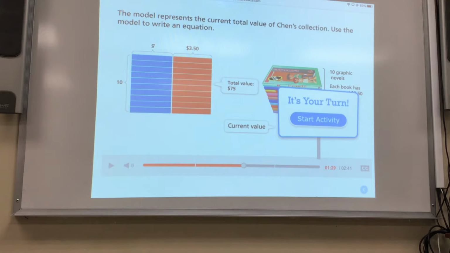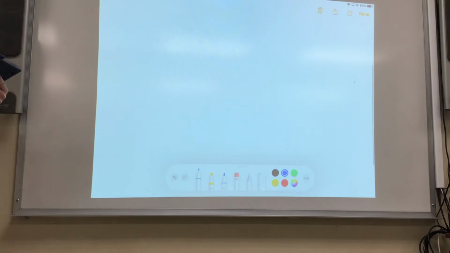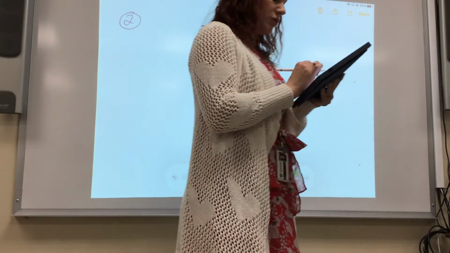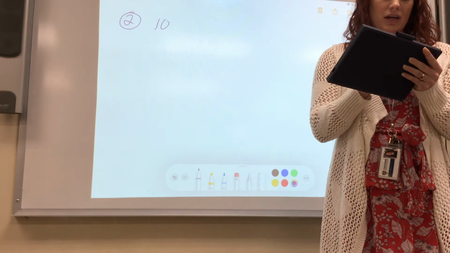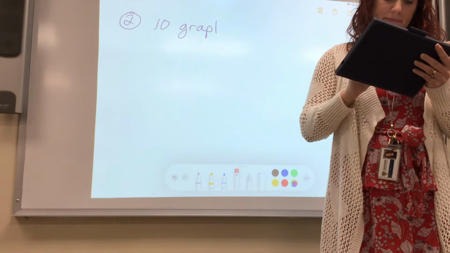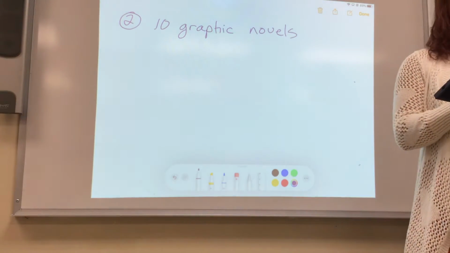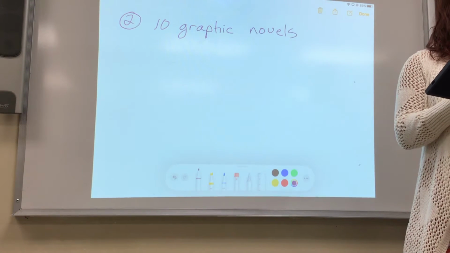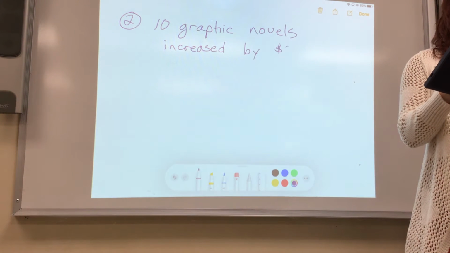I feel like this is a little tricky, isn't it? Okay, let's take some notes. Let's start by writing out the problem. We'll call this problem number 2. How many graphic novels does he have? 10. So 10 graphic novels. What has happened to the cost of them just recently, Hannah? Okay, increased by $3.50.